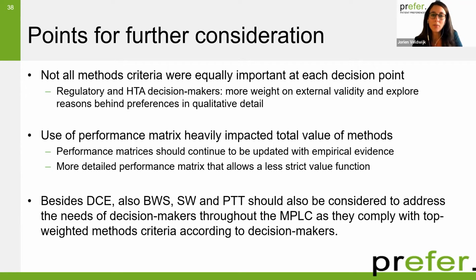Besides that, there may be value in using a more detailed performance matrix that allows for a less strict value function. Like I said, we use this binary value function saying that a method either complies or doesn't comply with a certain criteria, but you could also go for a partial value function that might be more appropriate for certain criteria. For instance, if we look at the criterion on identifying preference heterogeneity, the current matrix shows that all methods are able to do so.